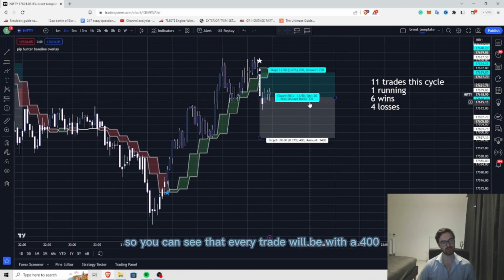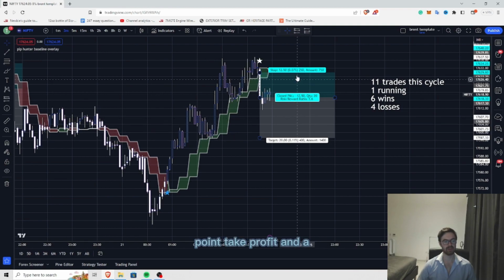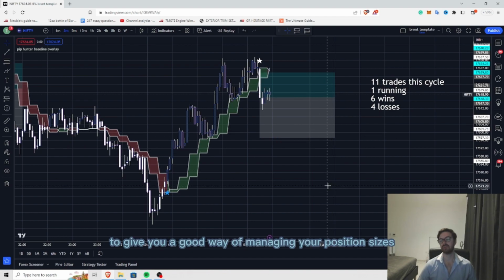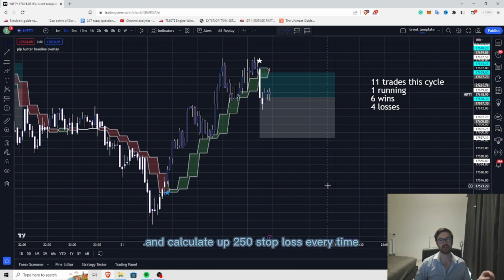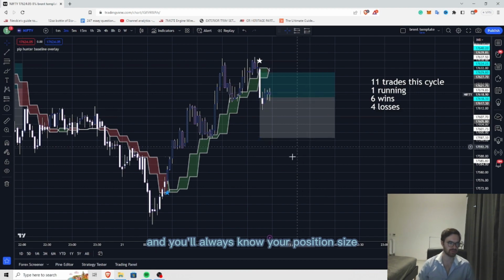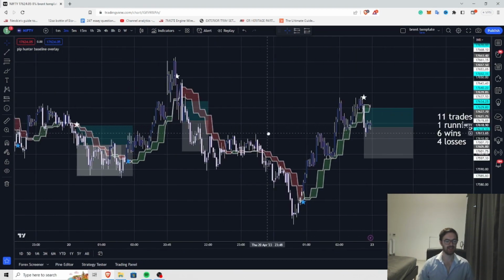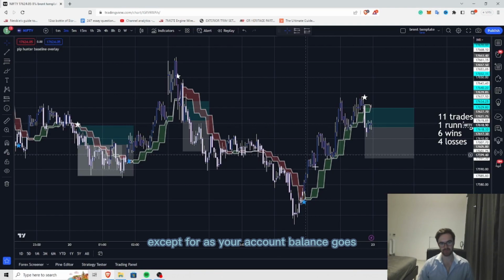The other thing is I'm running on this version a fixed stop loss and take profit, so you can see that every trade will be with a 400 point take profit and a 250 point stop loss. It's just going to give me the cleanest and simplest way to give you a good way of managing your position sizes, because you can just go into your calculator and calculate 250 stop loss every time and you'll always know your position size. There's no adjusting except as your account balance grows.